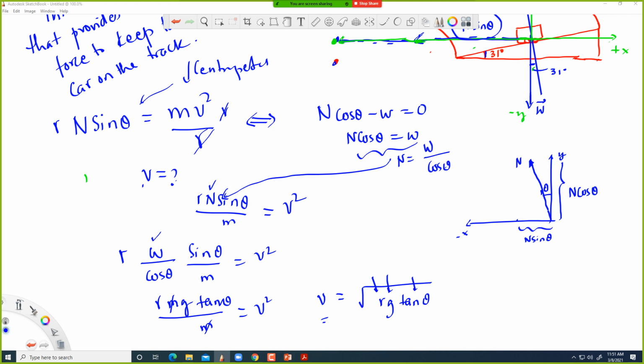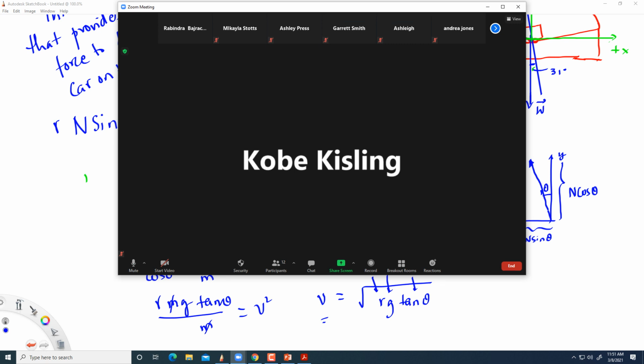Plug in the values. Yeah, so in this you can plug in the values and that'll give you v. So we'll continue this in the next lecture, and I'll bring more problems that will help you to get some practice and understand the concept.